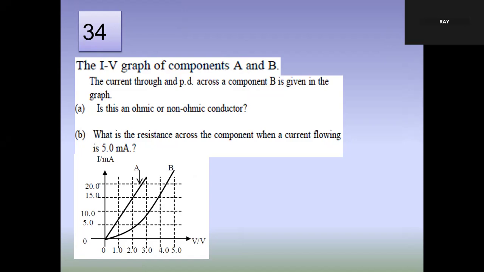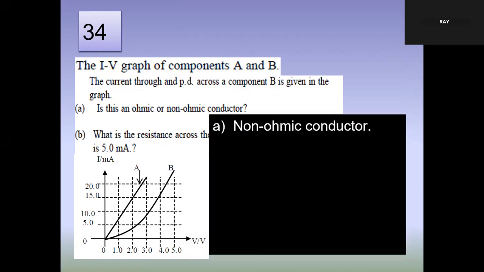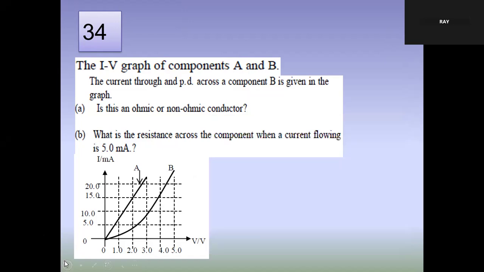You should be able to tell me straight away. I think it's not ohmic. It's a non-ohmic conductor, right? It doesn't follow Ohm's law.